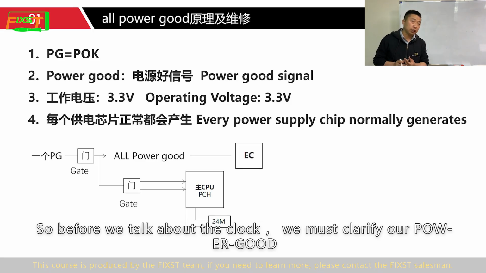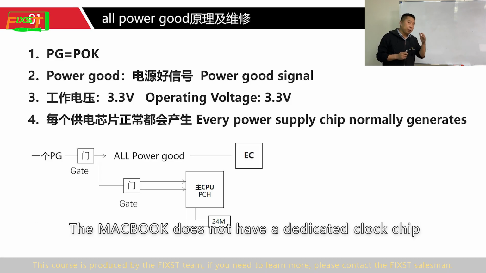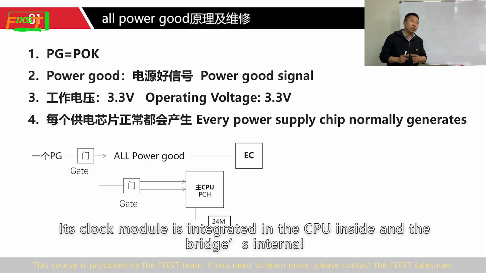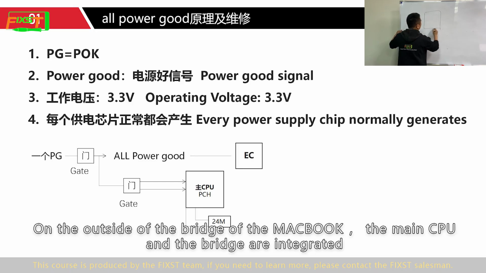So before we talk about the clock, we must clarify our power good signal. Otherwise, it's hard to teach. I don't have this order of work, but we also follow this order. The MacBook doesn't have a dedicated clock chip. Its core module is integrated inside the CPU and the bridge. It usually has a 24 MHz crystal oscillator outside. On the MacBook, the main CPU and the bridge are integrated.